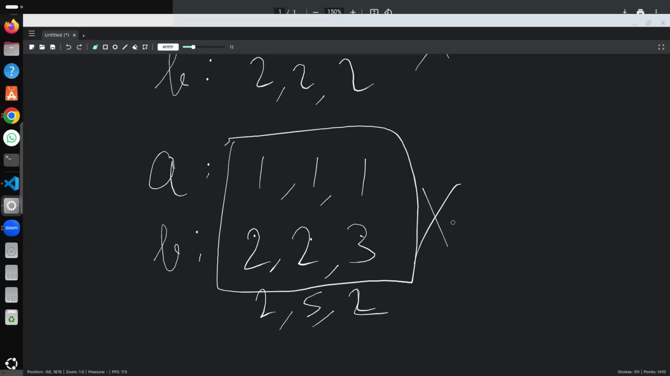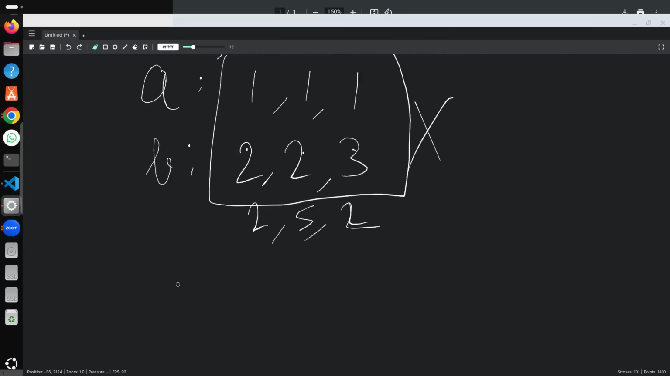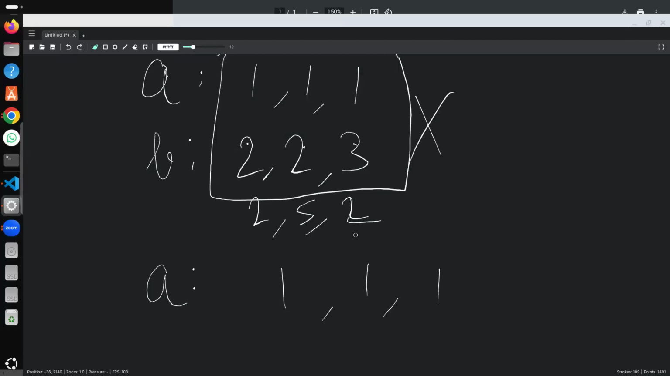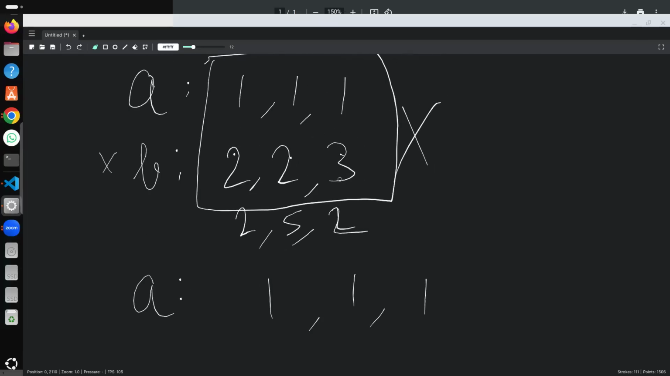Okay. But what if we have in the array A all same elements, 1, 1, and 1. But in the array B, actually this is not a valid test case, because in this case 3 appears only once. So B is not a good array. So this was not a good example. Let's say we have this. Okay. So these two are good arrays, but the answer is no, because B has only two distinct elements and A is the same. All right.